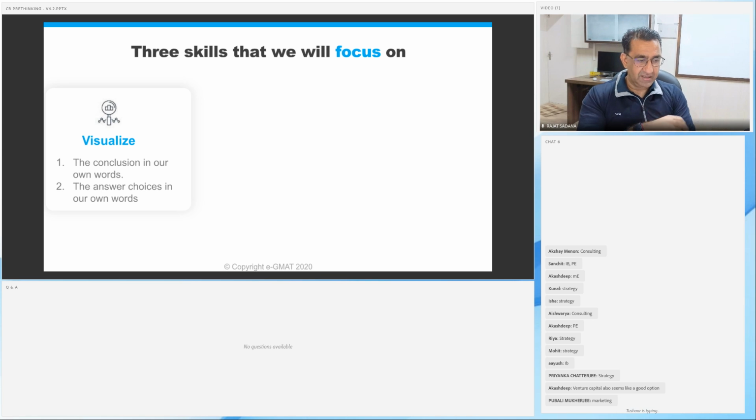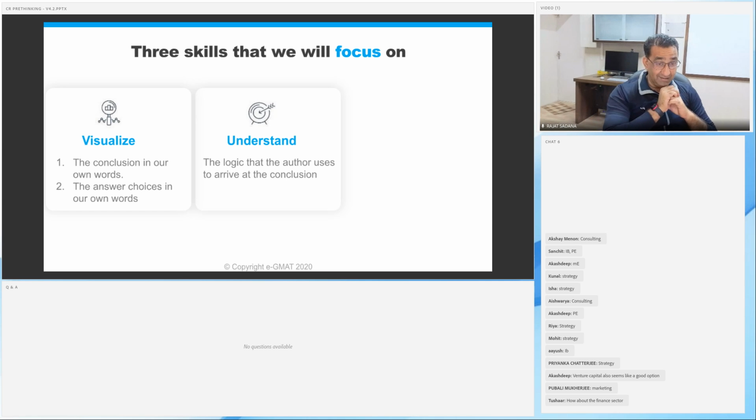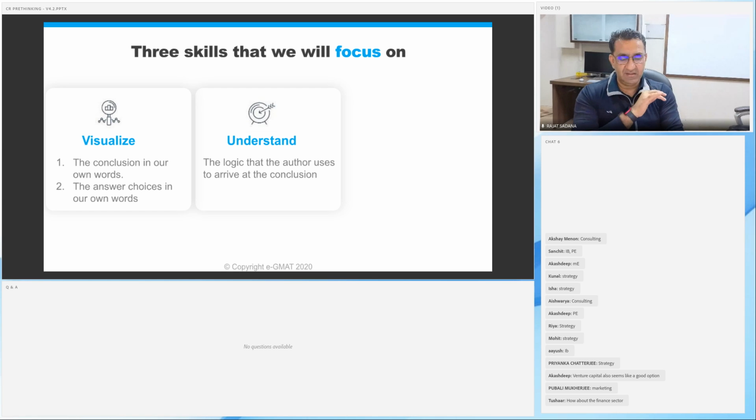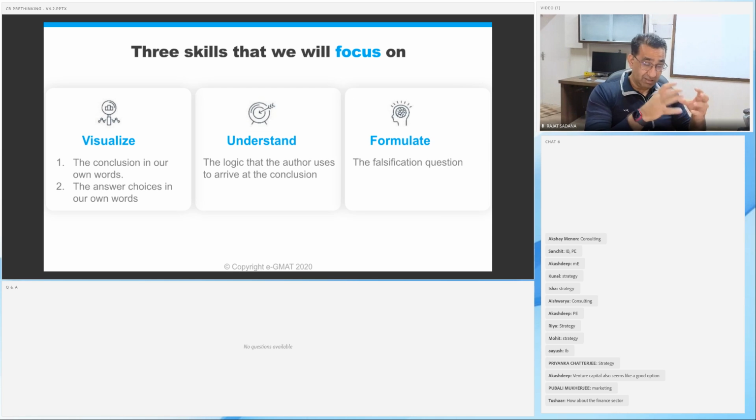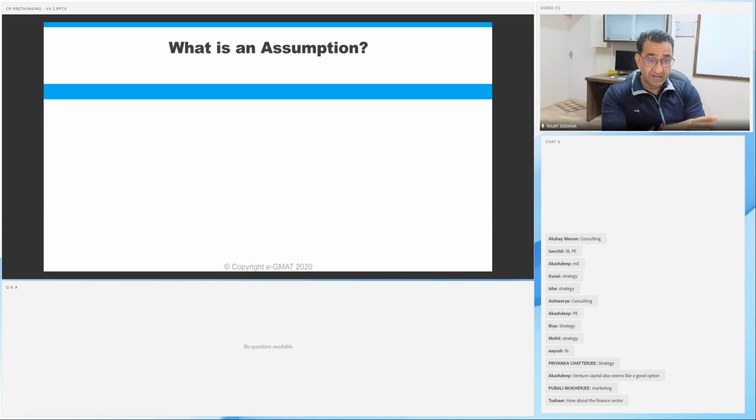All right. Coming back to the skills that we want to build. The first piece is the ability to visualize information. The second is linking information: understanding the logic the author uses to arrive at, and build upon, his conclusion. And the last piece is the pre-thinking piece: formulating the falsification question. We're going to build on these skills one by one.